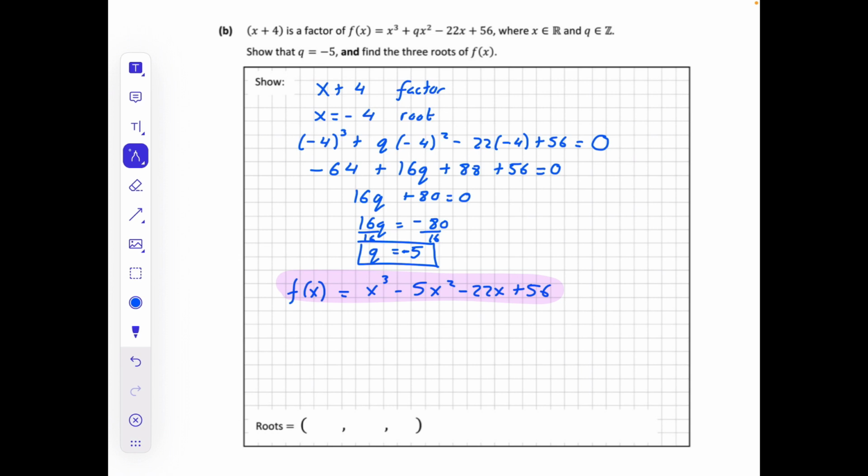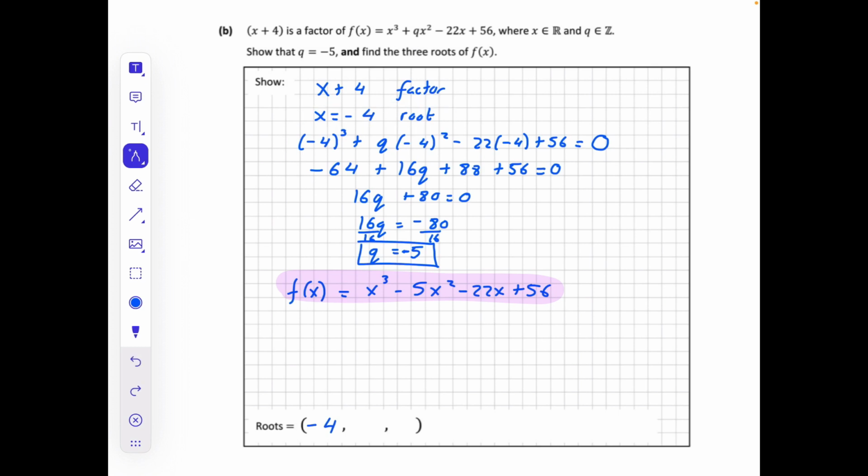So we know that x plus 4 is a factor. Okay, what I can do is I can divide x plus 4 into that big cubic. The answer we get then, we'll be able to get the other roots from that. Okay, I already know one of my other roots, I can actually write down here, is minus 4.